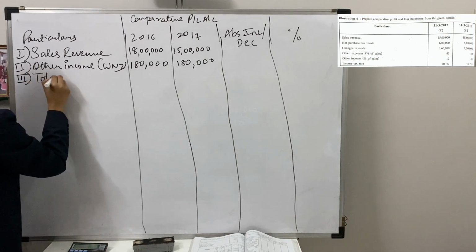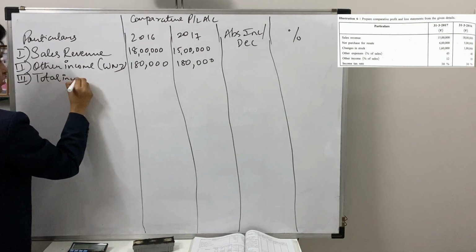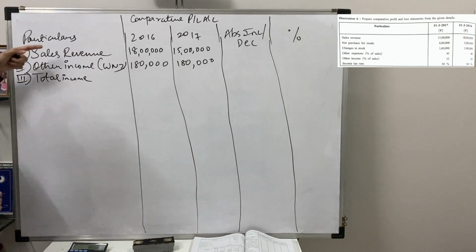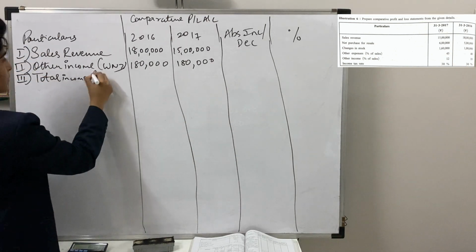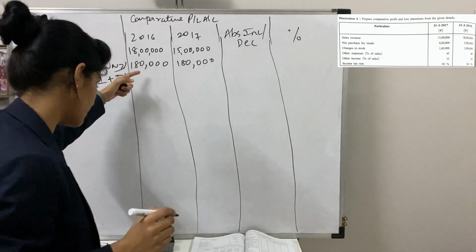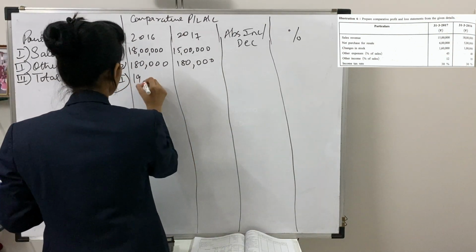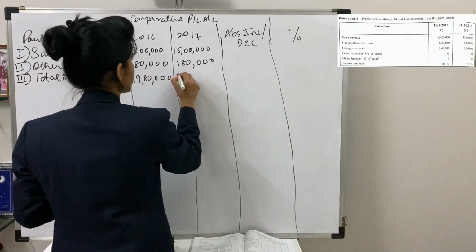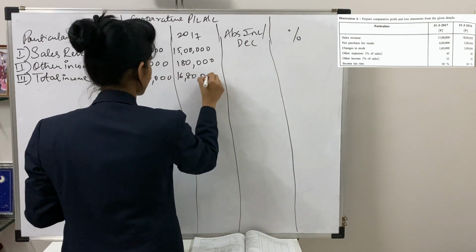Now coming to the third part, your total income. This is the part of your format. This will not be given in the question. So total income is your 1 plus 2. Now coming to the solution, it will be 19,80,000 and this will be 16,80,000.